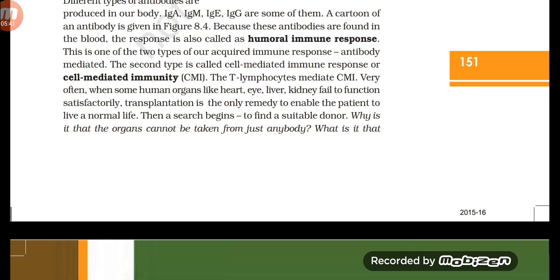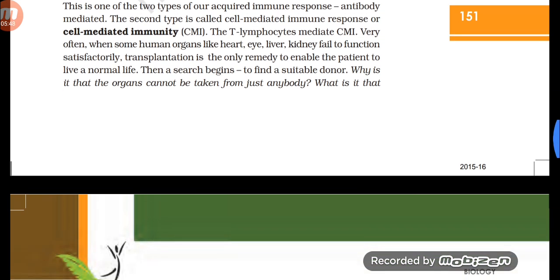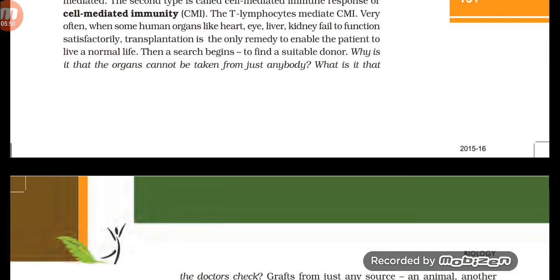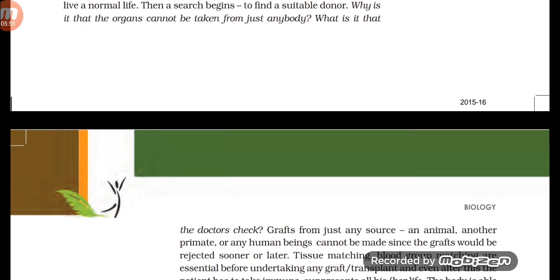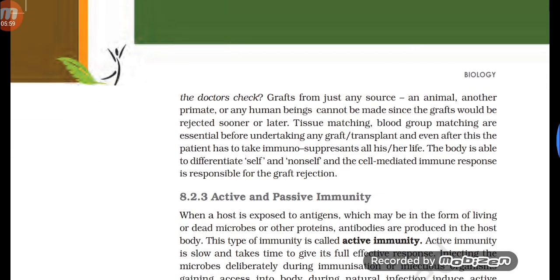Very often when some human organs like heart, eye, liver, kidney fail to function satisfactorily, transplantation is the only remedy to enable the patient to live a normal life. So then a search begins to find a suitable donor. Why is that? The organs cannot be taken from just anybody. What is it that the doctors check?